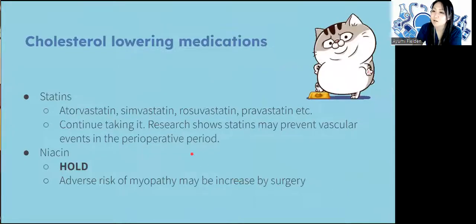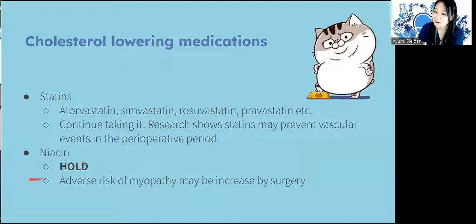Okay, cholesterol lowering medication. Statins are usually taken at night, right? So they will continue taking the statins, and they can take it the night before. It's not a big deal. One thing about cholesterol lowering medication, statins called by niacin, that needs to be held. Why? Because the adverse risk of myopathy may be increased with some of those anesthesia agents. So they typically ask the patient to hold niacin.